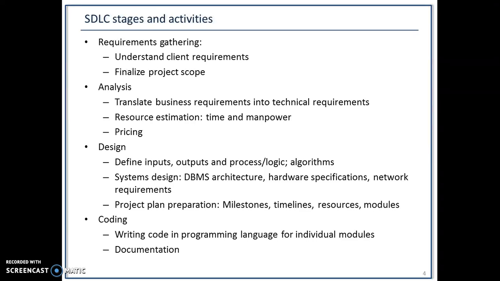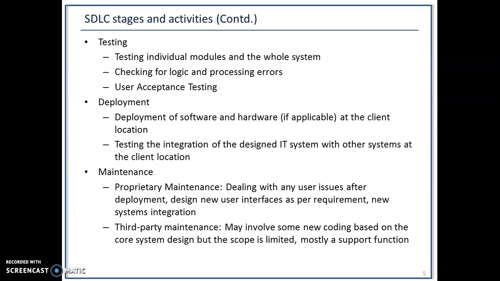Next step is coding. This is done by software engineers: writing code in a programming language for individual modules, and documentation, which we saw what it means in the previous session. Then testing. A project is broken down into different modules, and these modules have to be tested individually, checking for logic and processing errors.